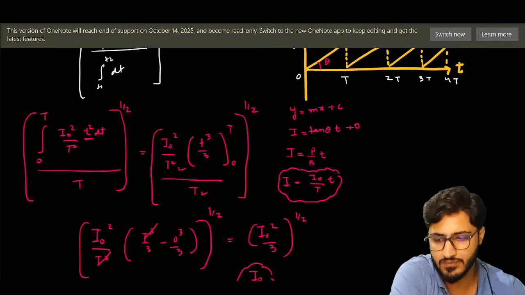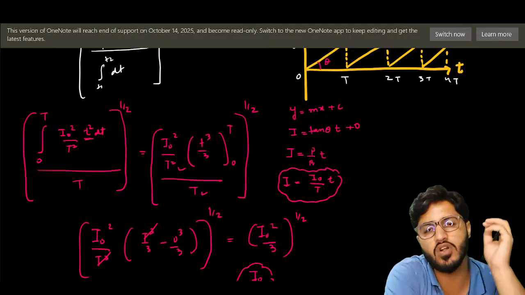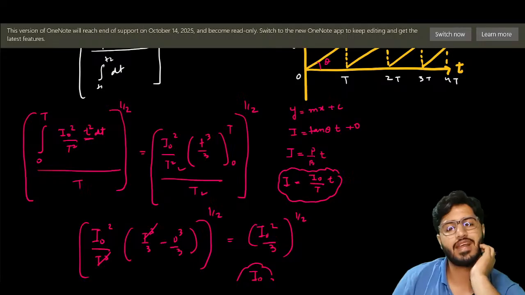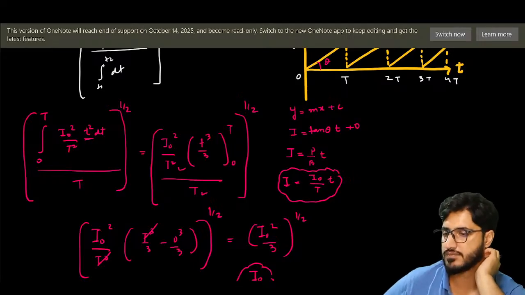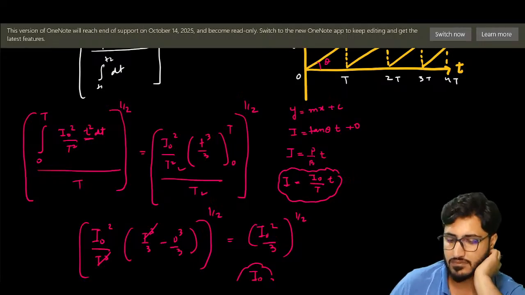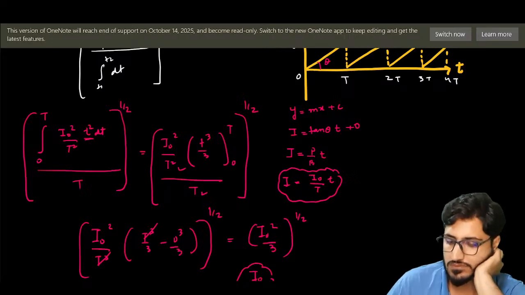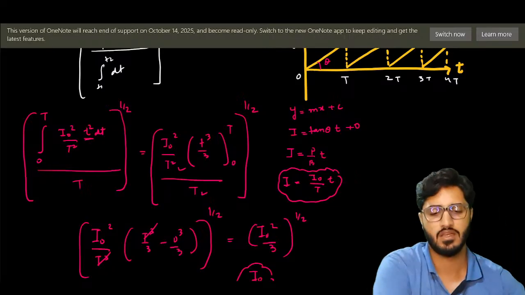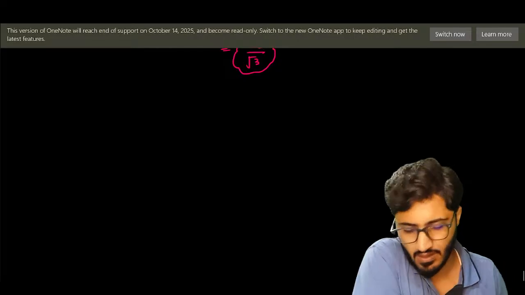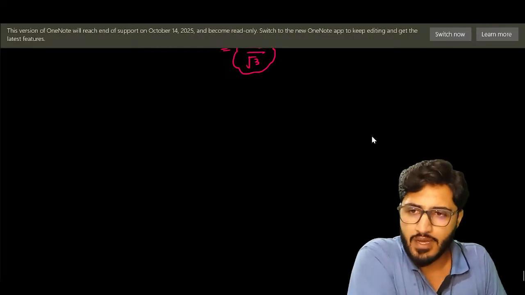Okay? Write down all these things. Write down all these things. Okay. Next numerical. Next numerical.